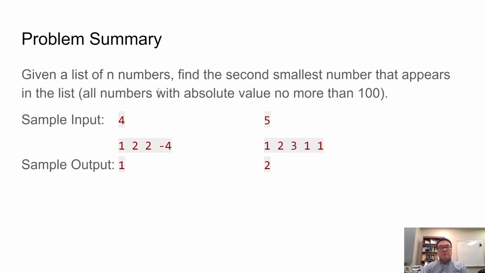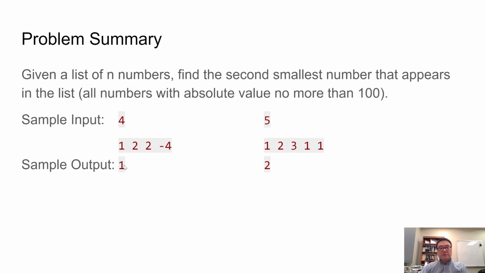So the problem asks us to find the second smallest number that appears in a list of numbers. The first line of the input gives one integer which tells us how many numbers there are, and then the second line provides those numbers. These are the two different sample inputs, the first one with 4 numbers, the second one with 5.